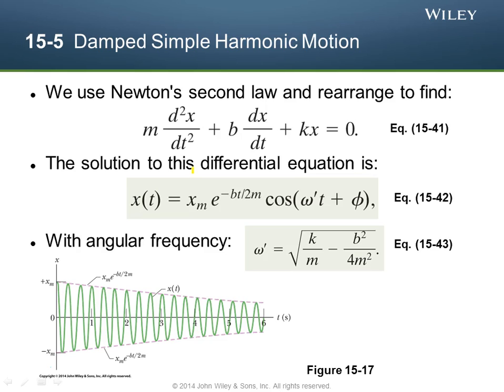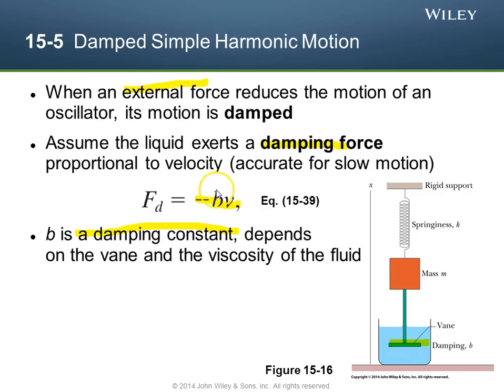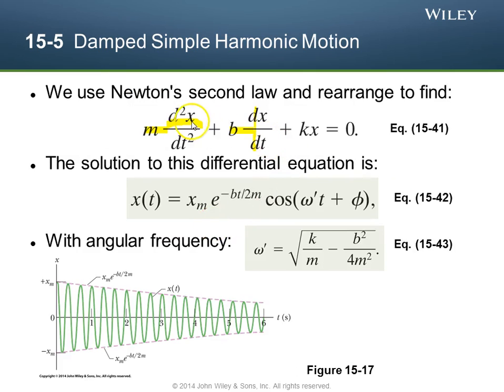We use Newton's law, and we get a pretty unique result. If we look at Newton's second law, mass times acceleration, so that's the second derivative of the position, plus b times the first derivative, which is just from this equation right here, the damping force. And then we add in the restoring force, k times x. If we add all of these together, we end up getting 0, because the sum of the forces will equal 0 in this situation.